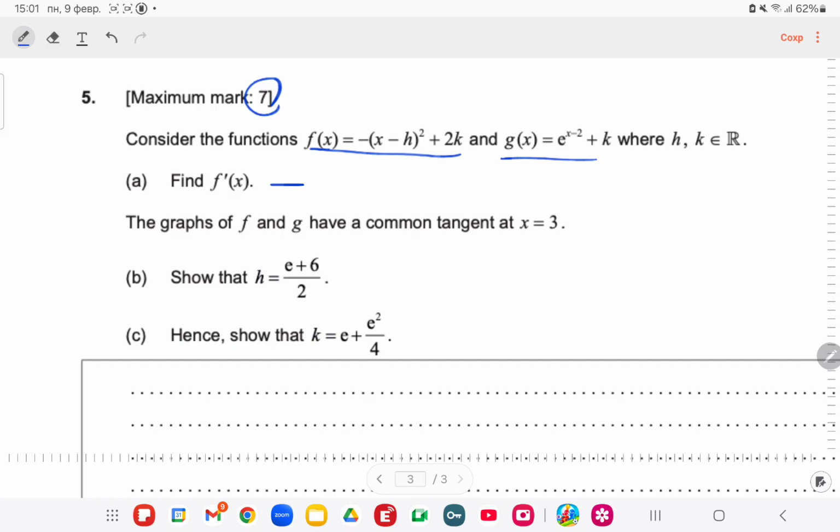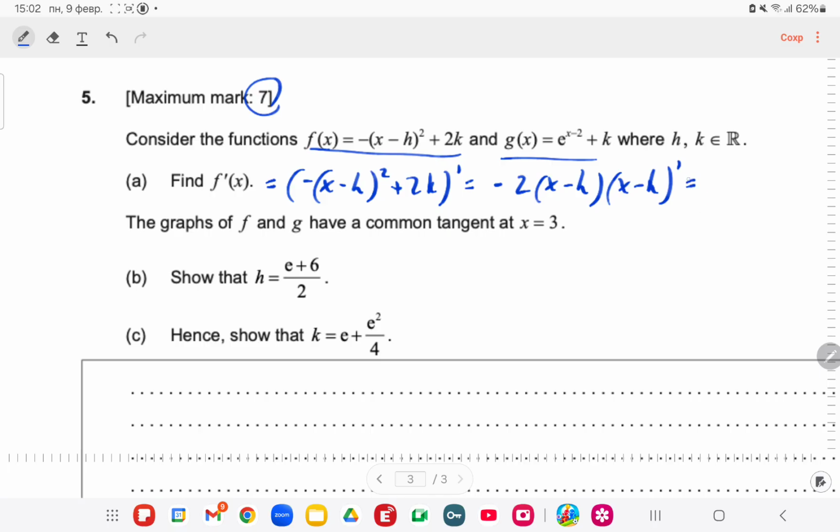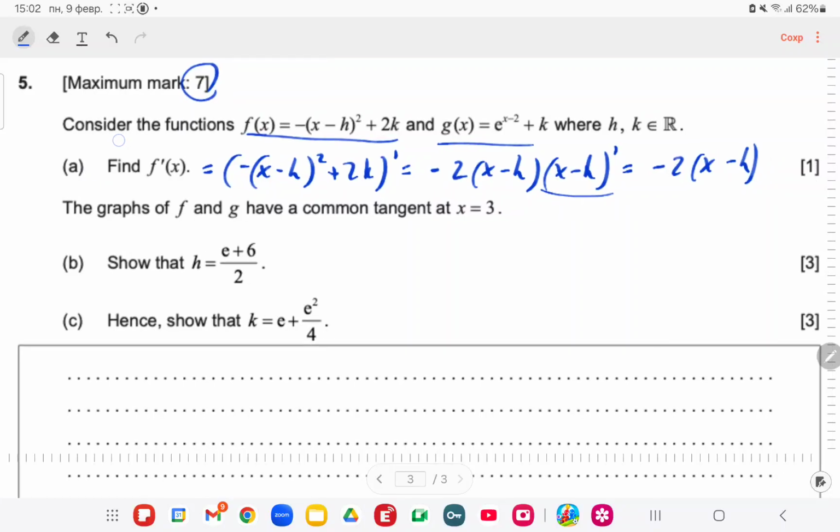To find the derivative, we first write it in this way: squared plus 2k, derivative. We know that the derivative of this bracket is negative 2x minus h multiplied by x minus h prime, right? So it is the chain rule. And 2k is a constant, that is why it's 0. The derivative of this is 1, that is why our derivative here is 2 times x minus h. It is 1 mark.